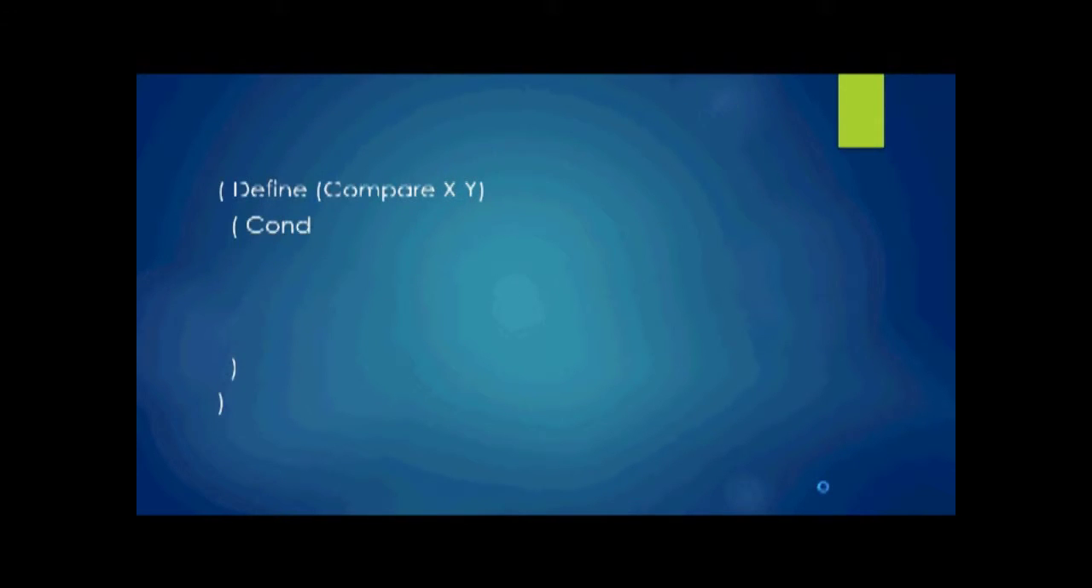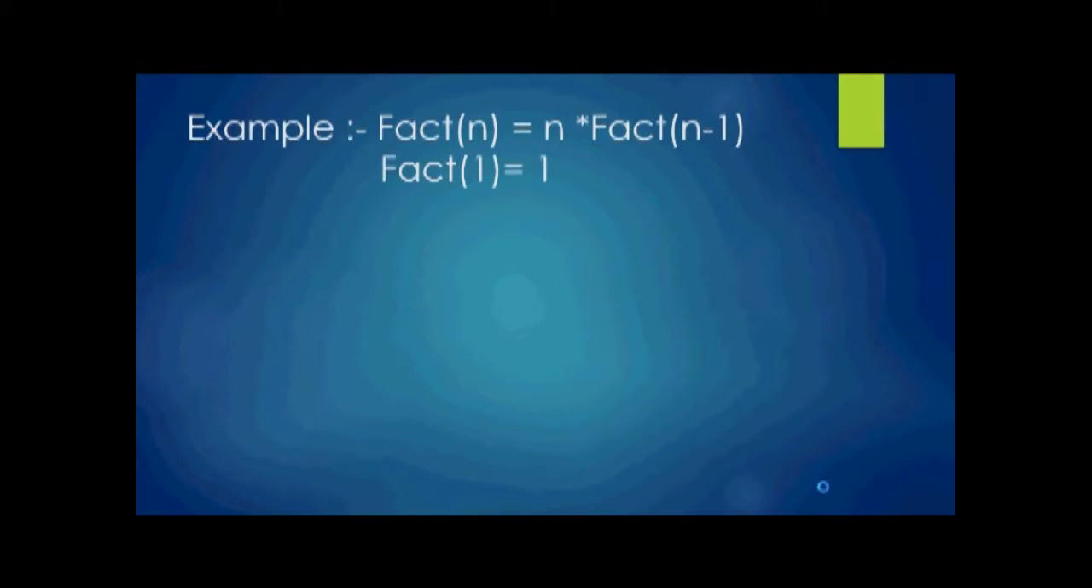Defining the function compare x and y. Condition: if x is less than y we give the expression x is less than y. Or if x is greater than y we give the expression y is less than x. Or else, the condition x and y are equal, the expression is x and y are equal.